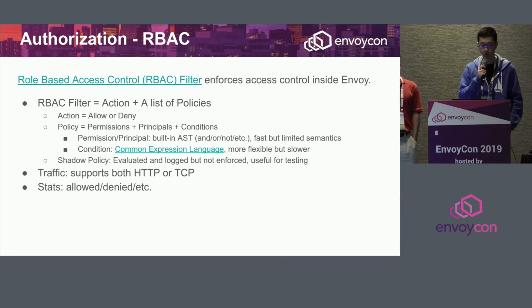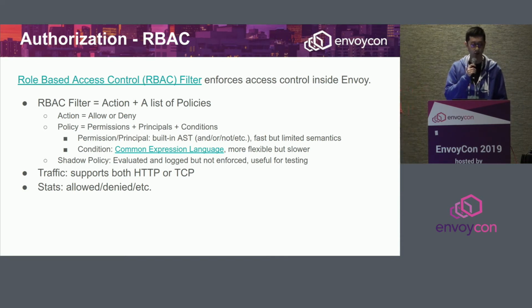The policy includes three parts: permission, principal, and condition. The permission and principal are a built-in AST using AND, OR, NOT, and other semantics. It's fast, but it has limited semantics. The condition is using the Common Expression Language, so you write something like A plus B equals C. It's more flexible, but also slower. You can combine the permission, principal, and condition to meet your security requirements.